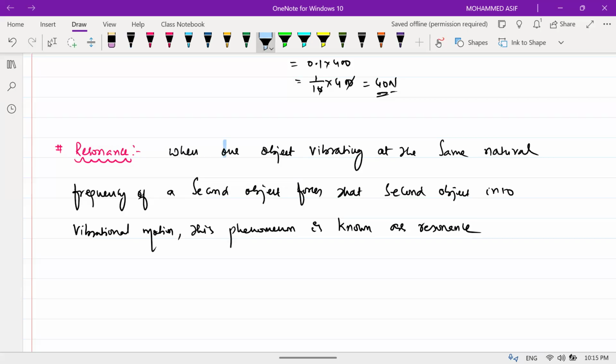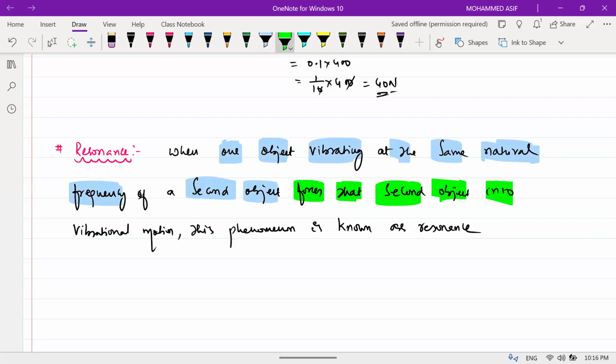What is happening here right now? When one object is vibrating at the same natural frequency as that of the second object, it forces the second object into vibration motion. This phenomenon is known as resonance.